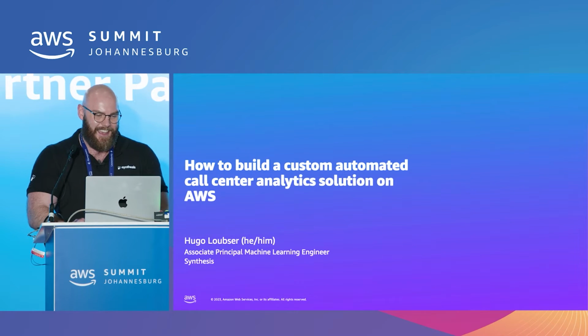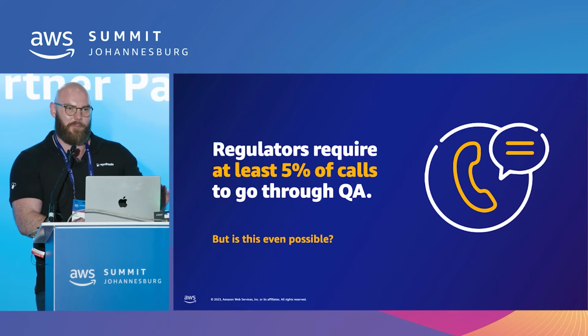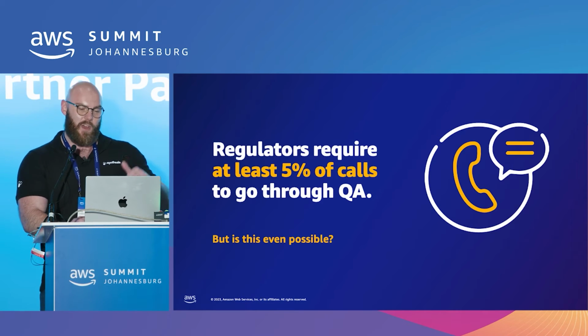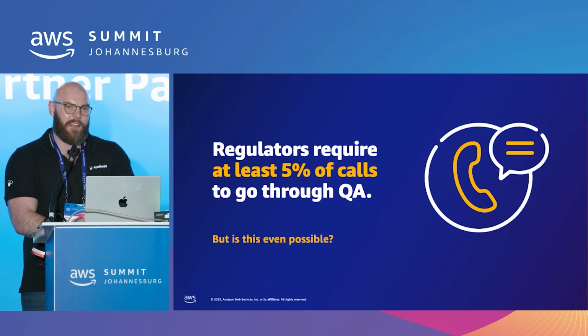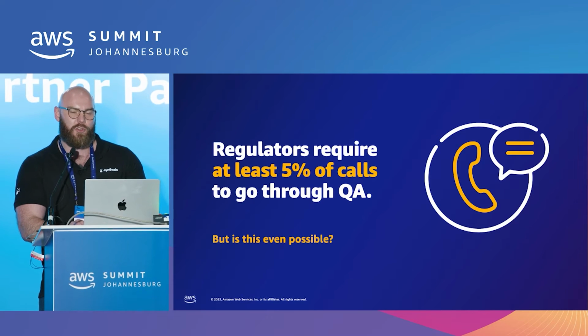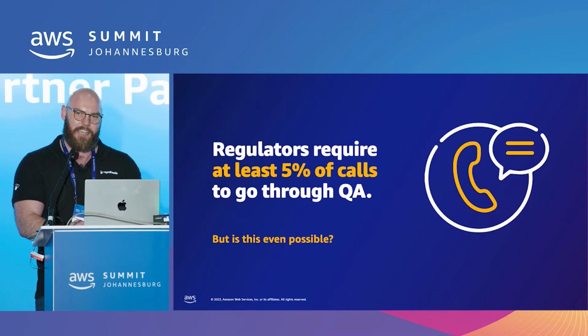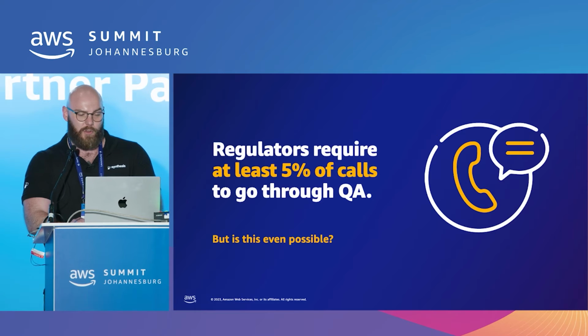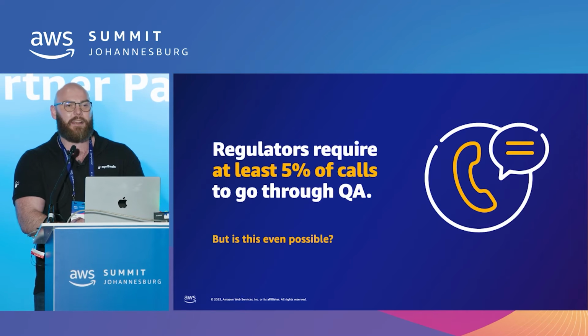To start off with a problem statement, good and strong. When you look at the QA use case, right now, the regulatory requirement is that 5% of all calls should go through QA processes. 5% might not sound like a lot, but if you get vast call volumes through your call center, 5% can be a completely infeasible amount of calls to try and process.